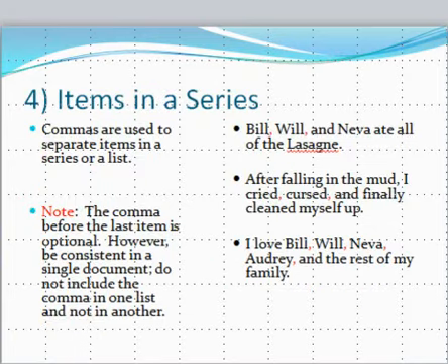When we include lists in our sentences, we separate the items in the list with commas, thus the term items in a series. Always in these lists, the final item is preceded by the conjunction and or. The comma preceding that last item and the conjunction is optional. Just make sure that you're consistent within your document in including or omitting that comma.